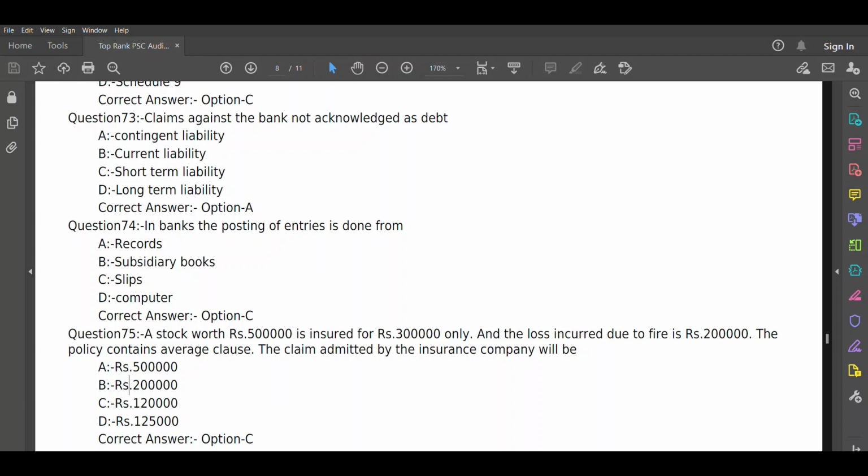A stock worth 5 lakh rupees is insured for 3 lakh rupees only, and the loss incurred due to fire is 2 lakh rupees. The policy contains average clause. The claim admitted by the insurance company will be rupees 1,20,000.